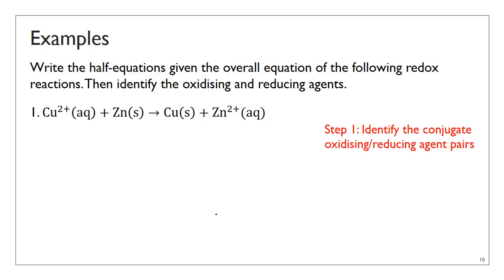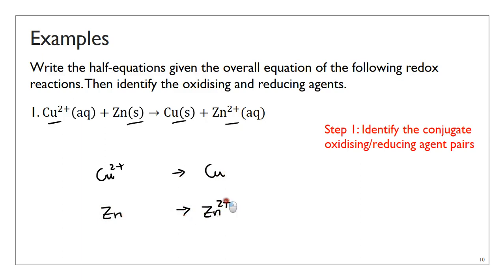So the first thing you probably want to do is to identify the conjugate oxidizing reducing agent pairs. And you don't necessarily need to know which one is the oxidizing agent and which one is the reducing agent to be able to do this. Basically, you just need to match the substance. So copper ions going to copper, that's going to be your first pair. So I know that I will have copper ions going to copper. And the second pair is going to be zinc going to zinc 2+.